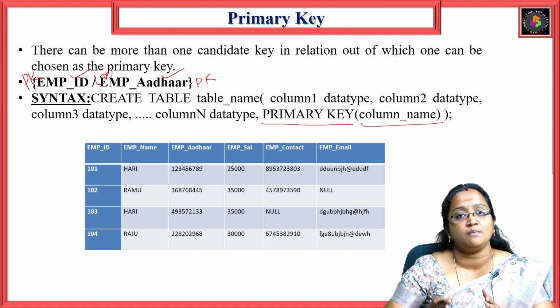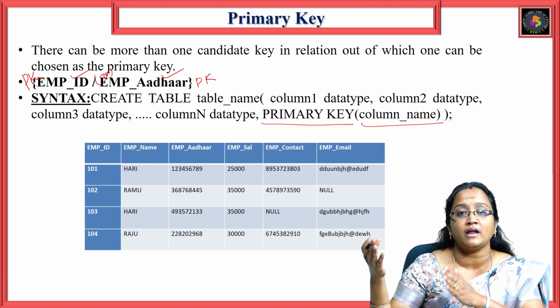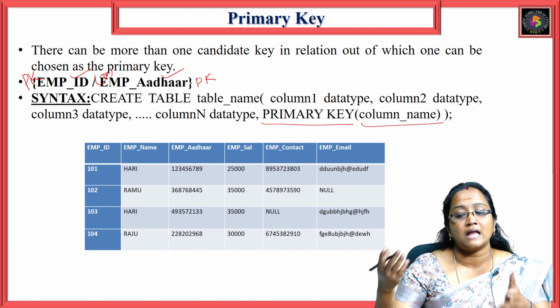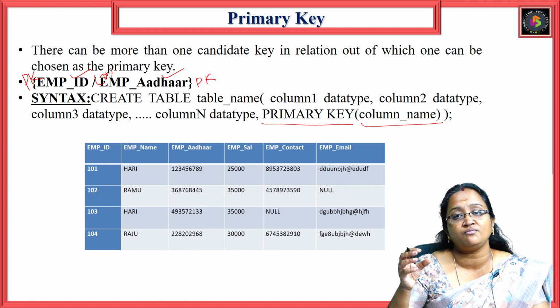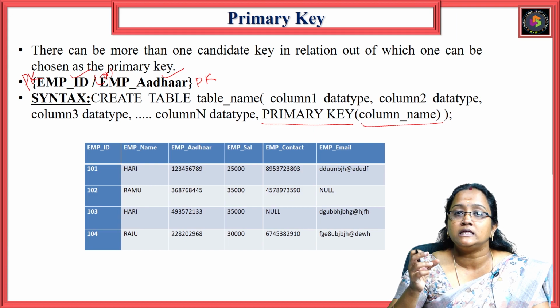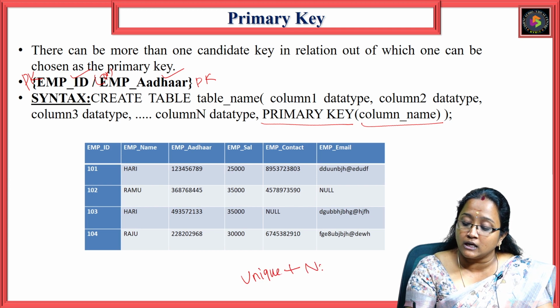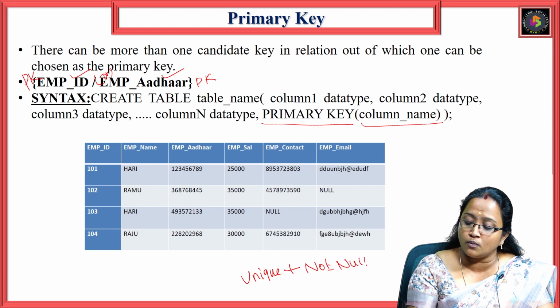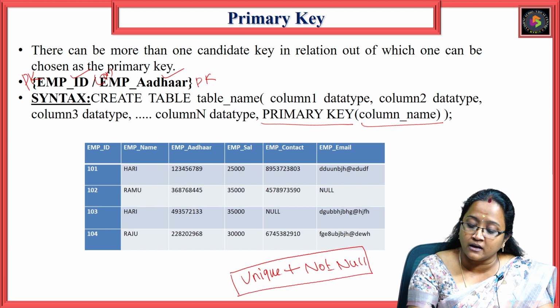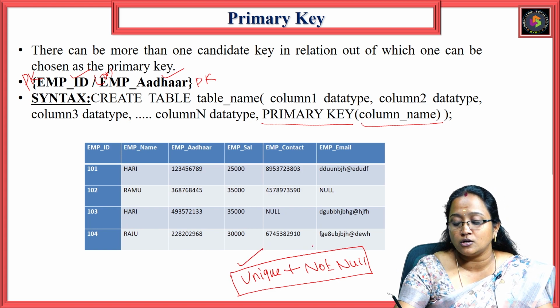So create table: basic syntax is create table, table name, column name, data type. Same thing we have to do. At last, the column you want to specify as the primary key should be mentioned with the primary key keyword. But a primary key should be unique plus it should not be null. These two properties should be satisfied by an attribute. So it should be unique plus not null. Then it is called a primary key.